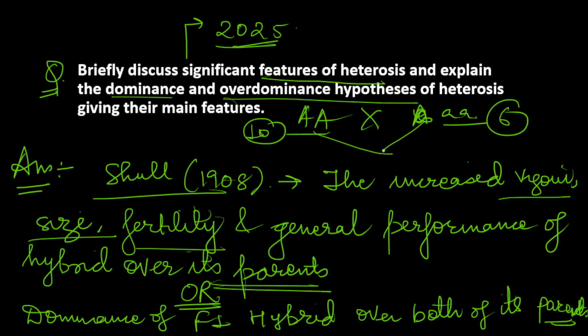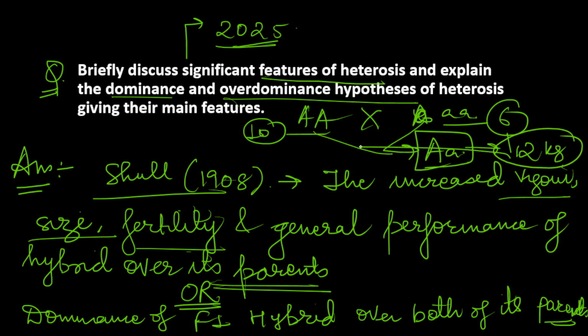When you cross these two parents, the offspring will be Aa, and the production will be dominant over both of these parents, that is more than both 10 and 6 kgs. So it could be 12 kg, that is dominant over both of its parents. So F1 will have increased vigor, fertility, general performance, all these things over its parents. This is how you can define heterosis.